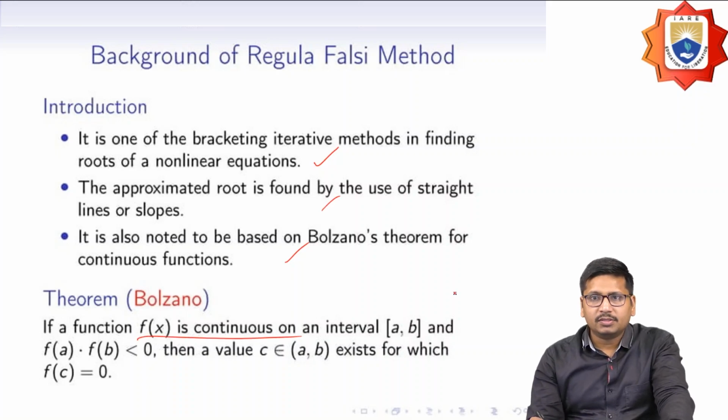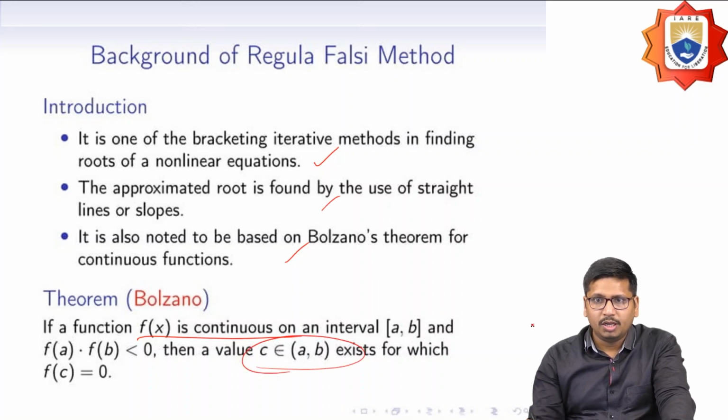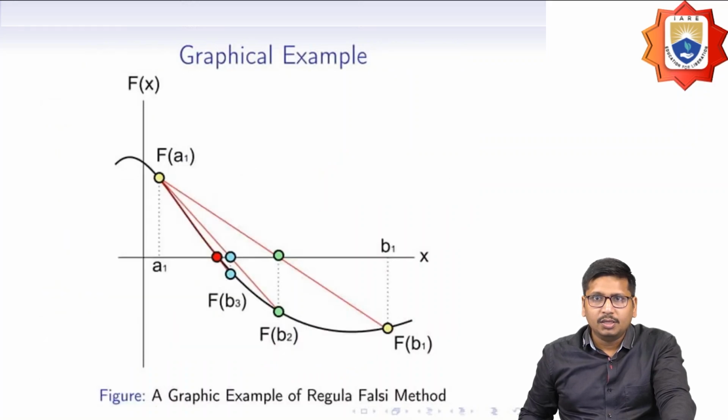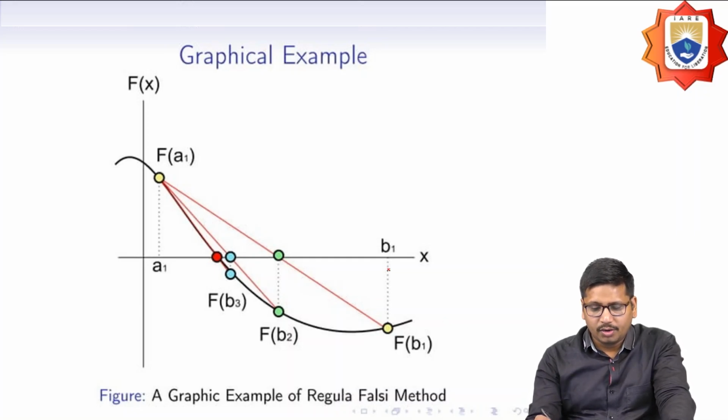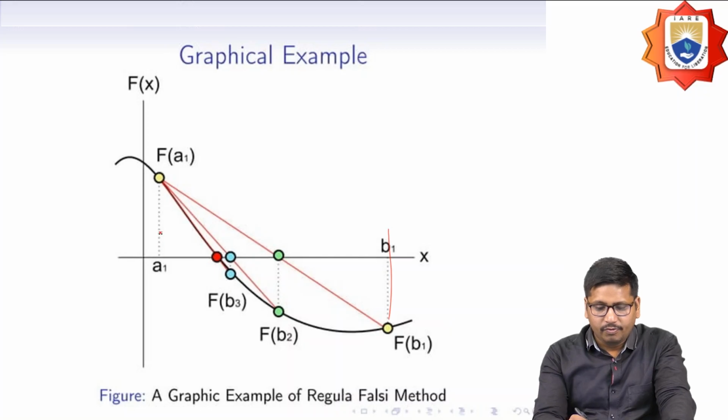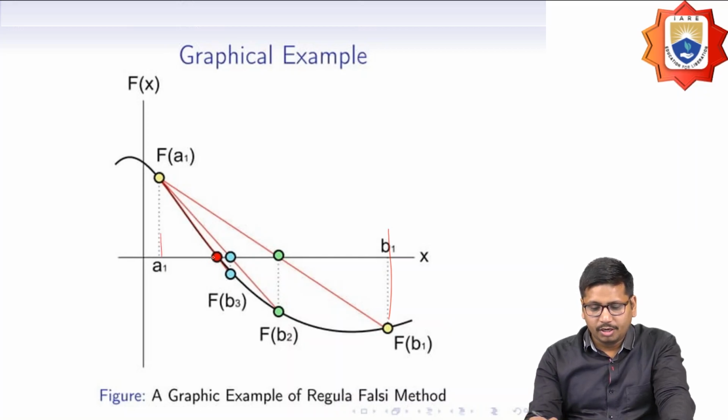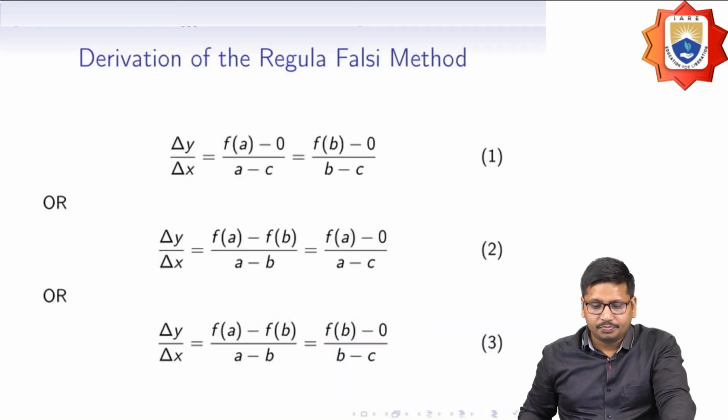So if f of x is continuous in the interval a comma b, and f of a times f of b is less than 0, then the value c belongs to a comma b for which f of c equals 0. Here I'm going to consider the regula falsi and how the graph looks. I have the interval a and b, and f of a and f of b are obtained. In between these we draw the graph.